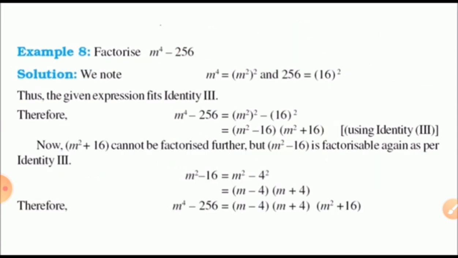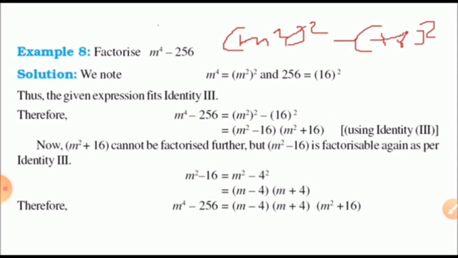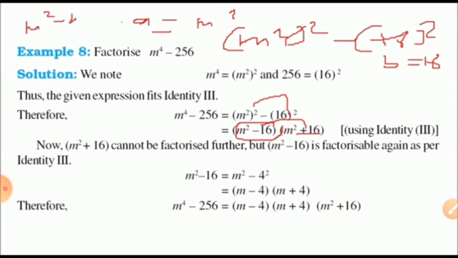Example number 8. Factorize m raised to 4 minus 256. There is m square whole square minus 256, which means 16 square. So (m square minus 16)(m square plus 16). Now m square minus 16 is equal to m square minus 4 square. So (m minus 4)(m plus 4).